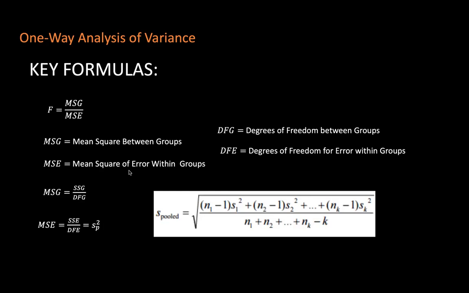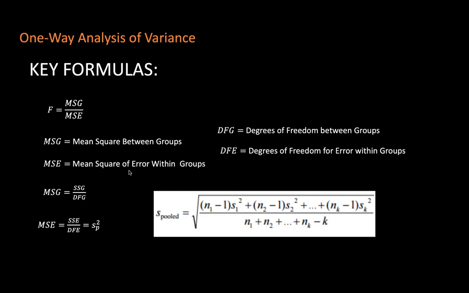The pooled standard deviation is equal to the first sample size minus 1 times the standard deviation of the first sample squared, plus the sample size of the second sample minus 1 times the standard deviation of the second sample squared. And we keep doing that for as many samples as we have, and that is divided by the sample sizes of all minus the number of samples there are, and all that is under a square root.